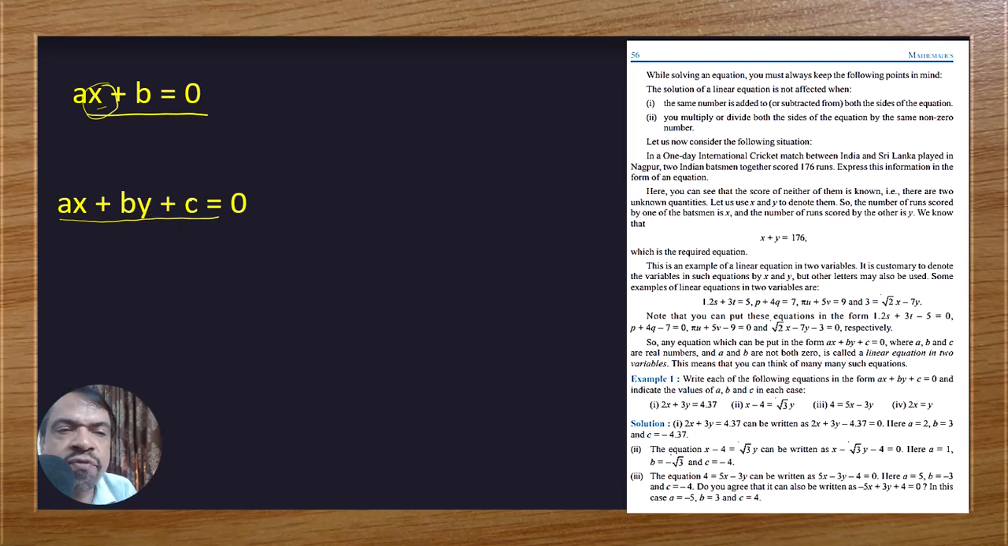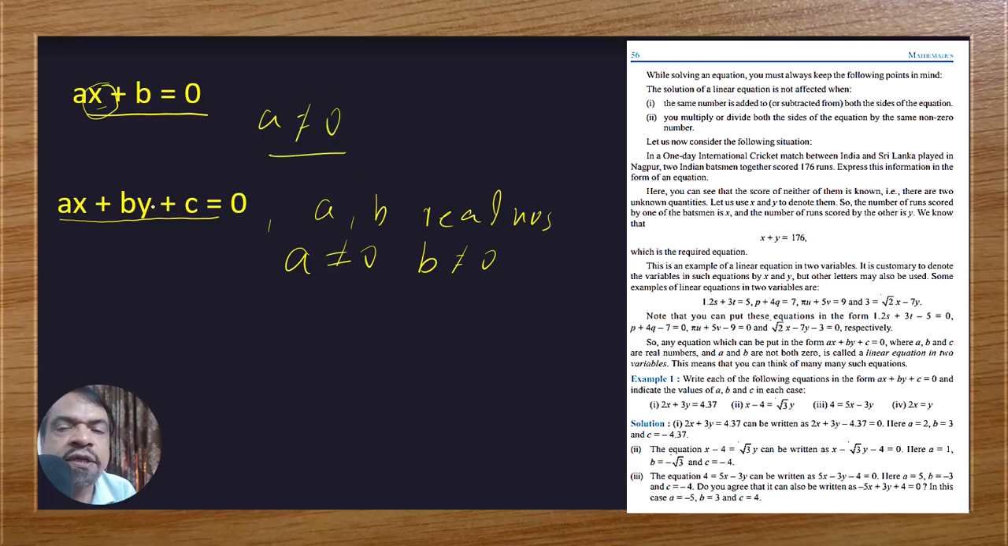But this is not enough for a definition. Suppose a 1 mark question is there: what is the general form of a linear equation in two variables? We have to write this one, and as part of it you have to write that A and B are real numbers where A and B are not equal to 0. This is also applicable in one variable, but in your course there is linear equation in two variables, so questions based on this may be asked. Questions based on one variable we already did in class 8th. So we'll do practice of this one and some basic concepts. So this is the general form of a linear equation in two variables.